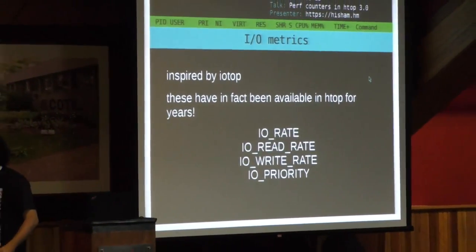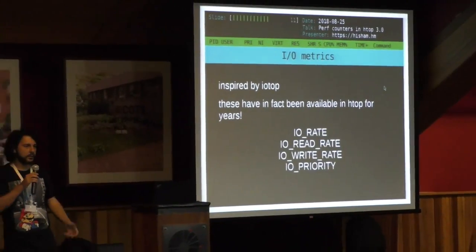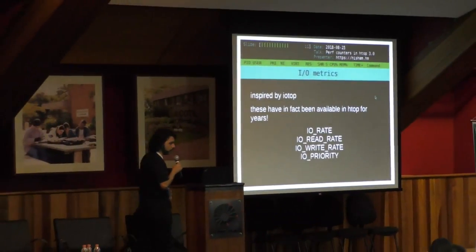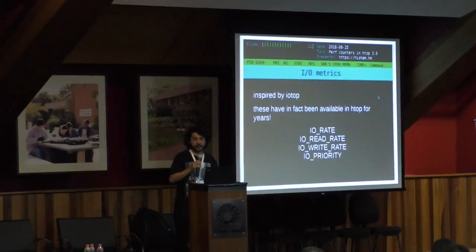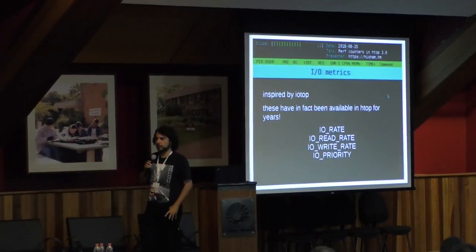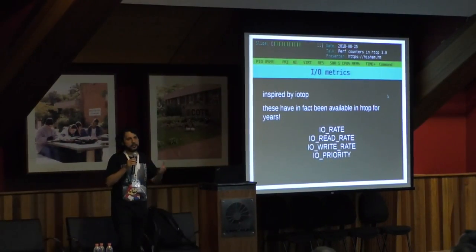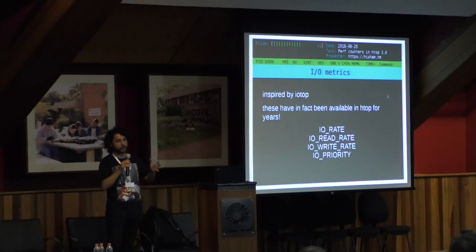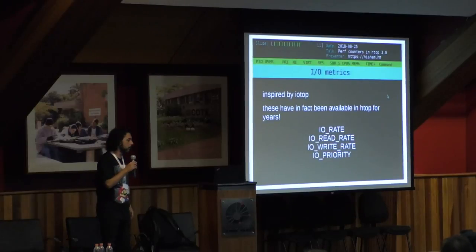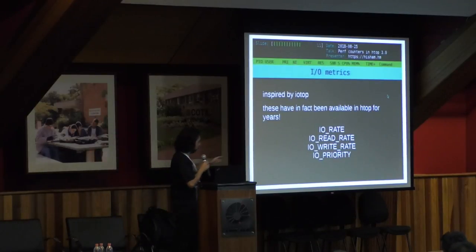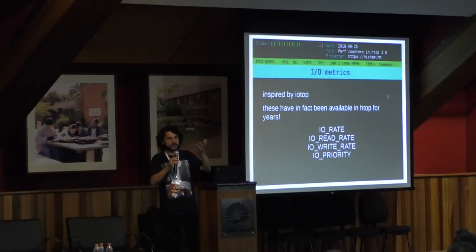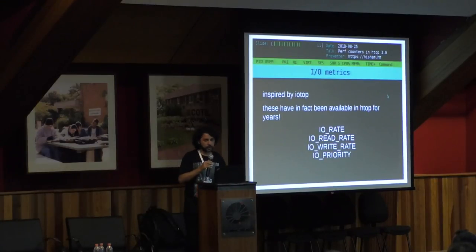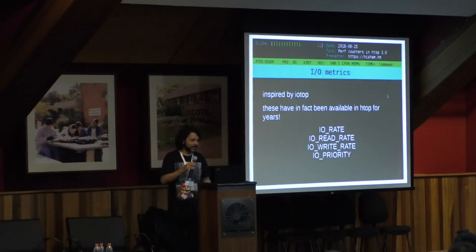So one of the things that I added over the years that went beyond the default set of top was IO metrics. Those were inspired by IOTOP, which was another really cool piece of software. Every time I read or heard people talking about HTOP, they would talk about IOTOP as well. They'd say, oh, HTOP is cool, but also check out IOTOP. So I added those four columns, which essentially replicate the UI experience that you get from IOTOP, except with scrolling. And in fact, these have been available for years, right?